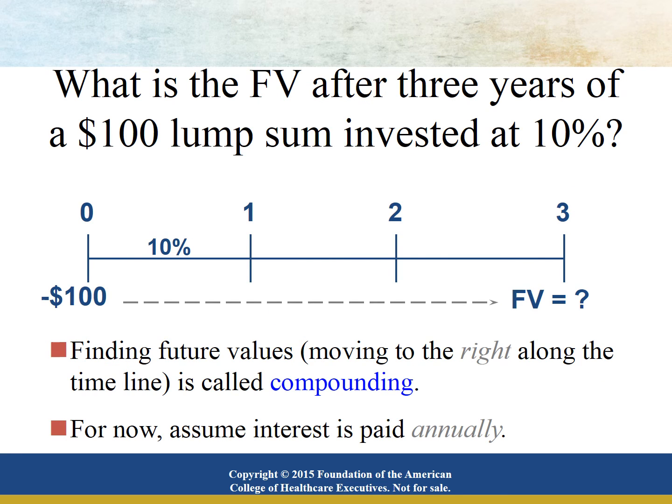So, what is the future value after 3 years of a $100 lump sum invested at 10%? So we've got future values which move to the right along it. So it's compounding. And for now, to make it easy, let's assume interest is paid annually. So we've got $100. We're trying to find out what the future value is of that $100 compounded annually at 10%.